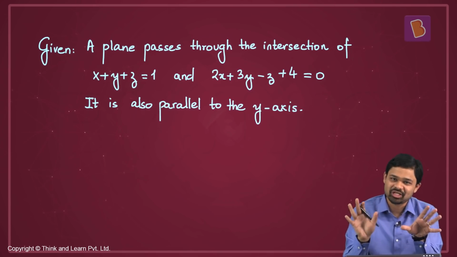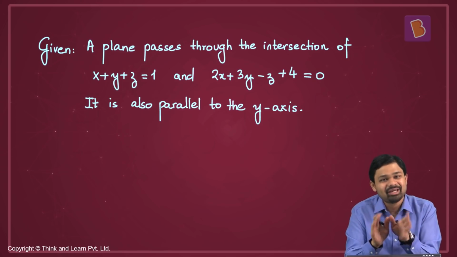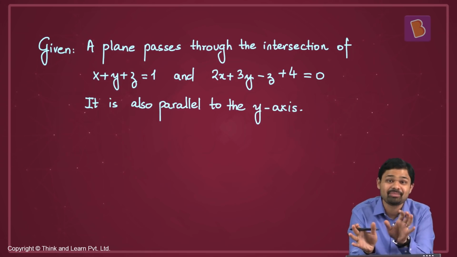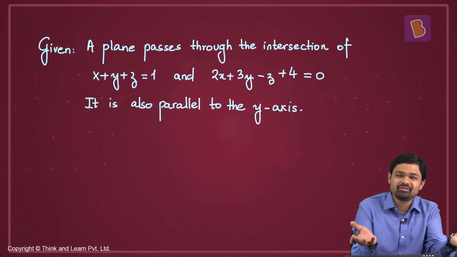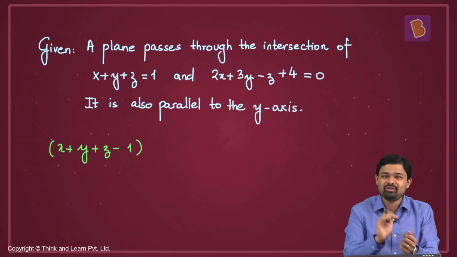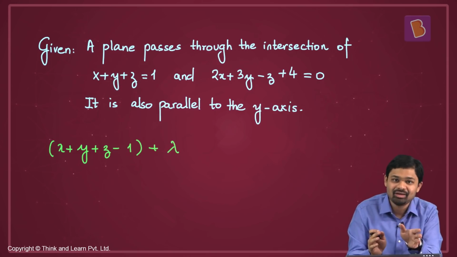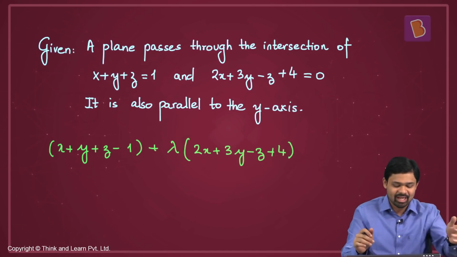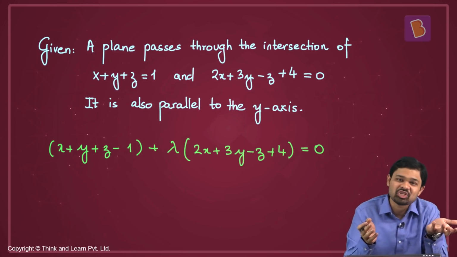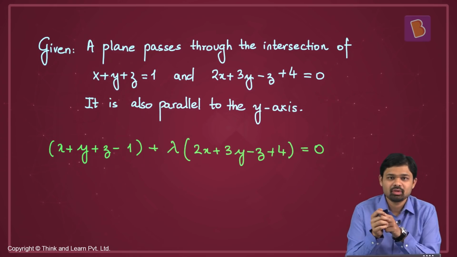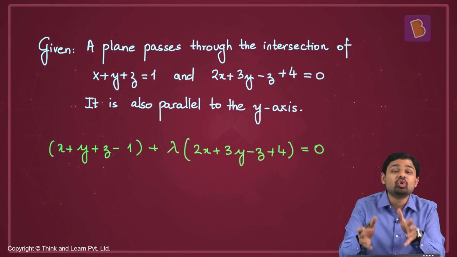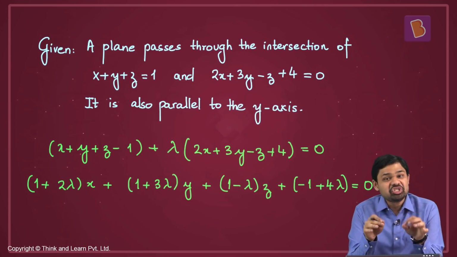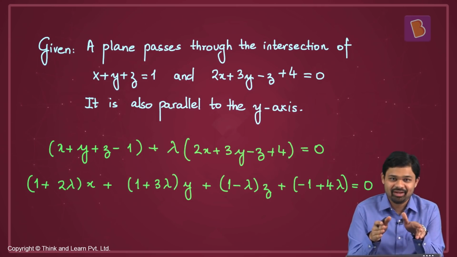If there are two planes whose equations are given and a plane passes through its intersection, then the equation of that plane which passes through the intersection will be the equation of the first plane plus some scalar times the equation of the second plane. As simple as that. So I'm going to write the equation of the first plane plus lambda times the equation of the second plane equal to 0 is the equation of the plane passing through their intersection. So now what I do is I am going to group the x's, the y's and the z's. So I am going to get the direction ratios of the normal to this plane, right?